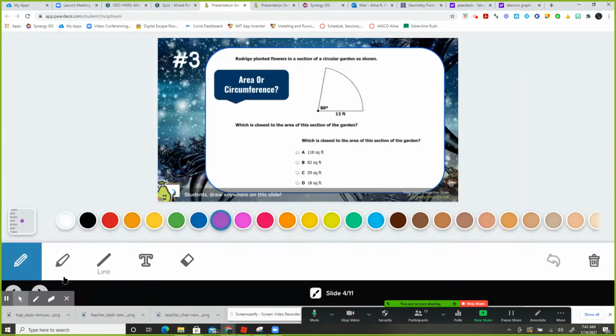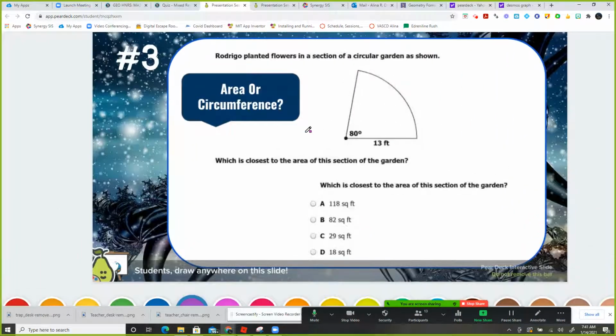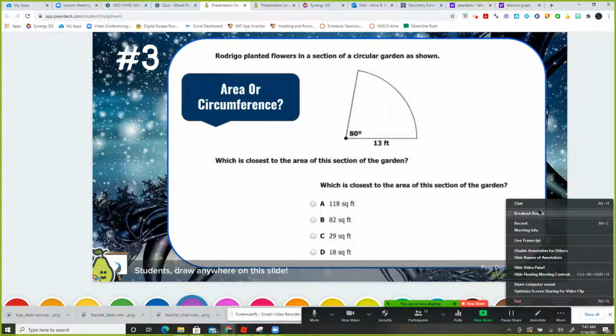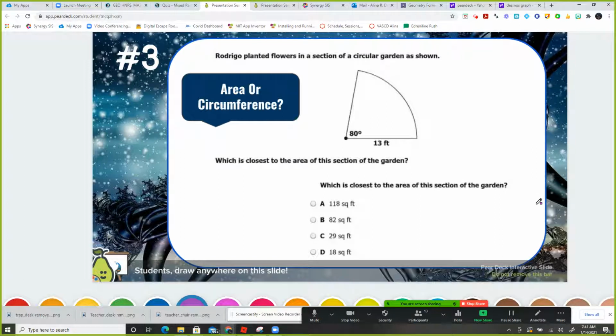So what about this? Am I finding the area or the circumference? It says area. So my area formula is pi r squared. I'm going to do my angle. So 80 over 360 times the area. So pi, and then the radius is 13 squared. When you put all that in the calculator, what do you get?